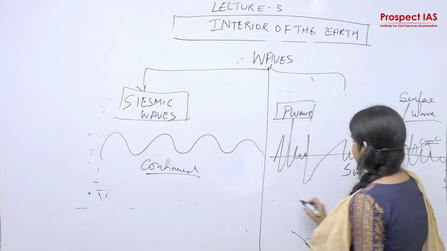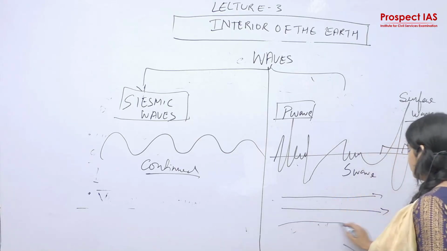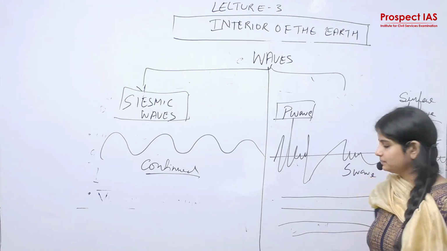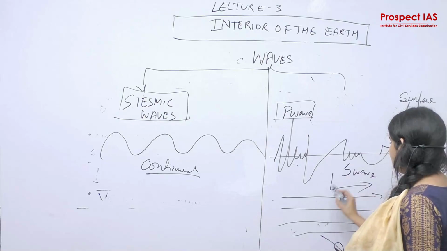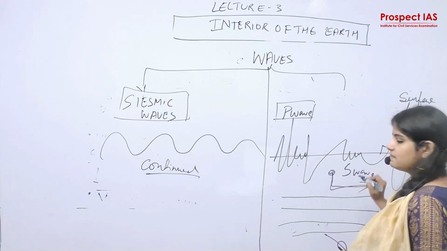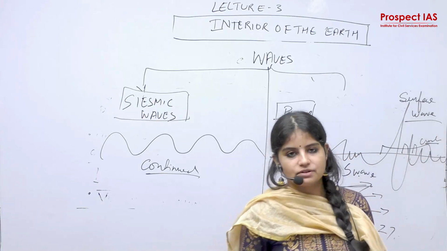Longitudinal means parallel to the direction of propagation. This is how it goes, right? And what is a transverse wave? Perpendicular to the direction. Suppose it generates here, it will shift like this. So the S wave is transverse. First write down the specification of the P waves.